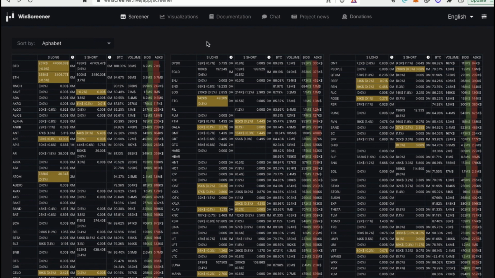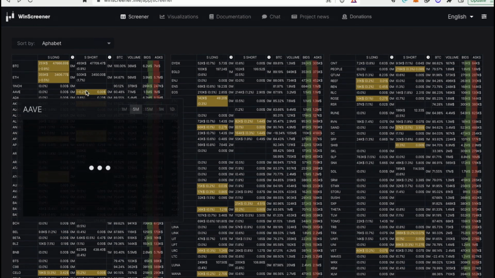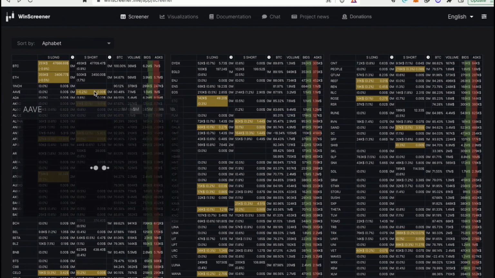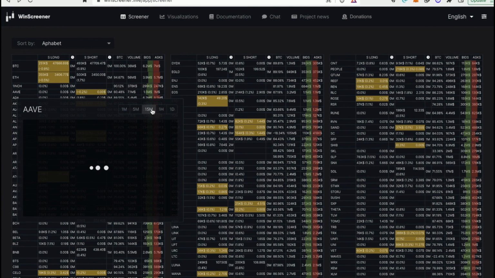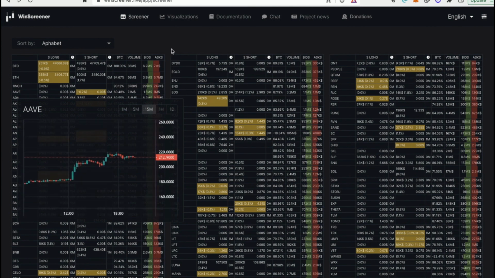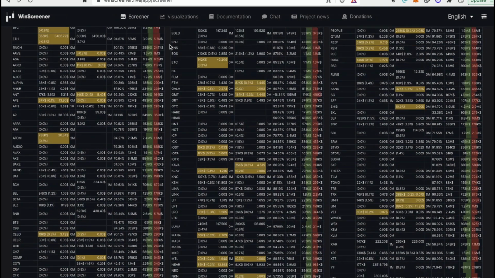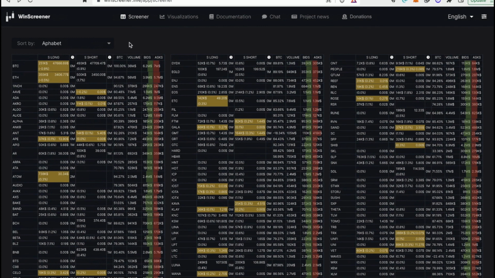WinScreener consists of 5 main sections: Cryptocurrency Screener, Documentation, Chat, Project News, and Settings. Chat and Project News are displayed in Telegram. Below are 2 tabs, Visualizations and Screener. Information for each asset is presented in 8 columns.